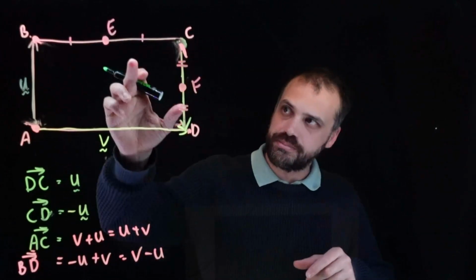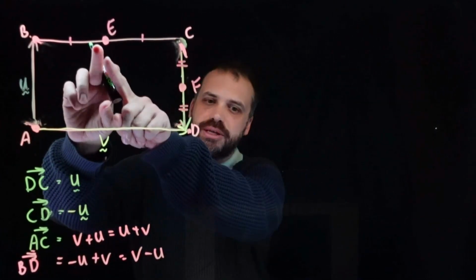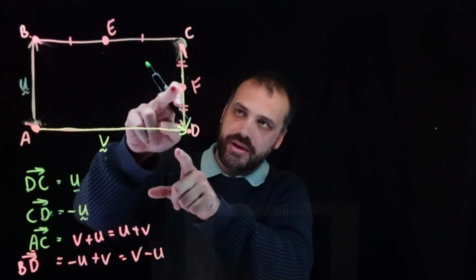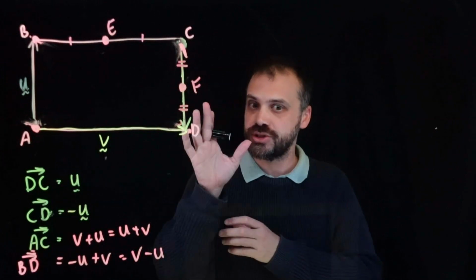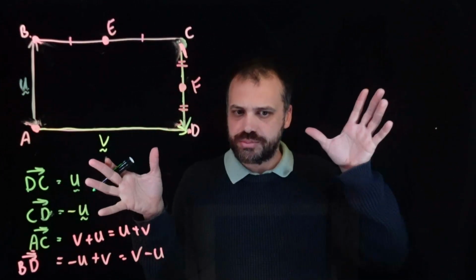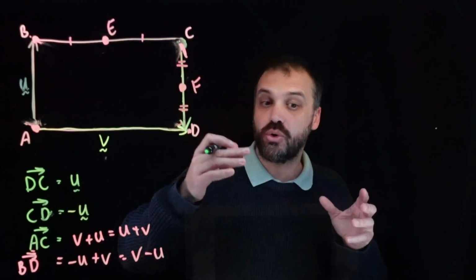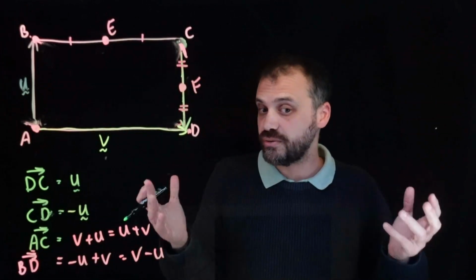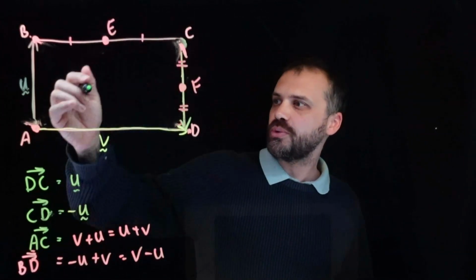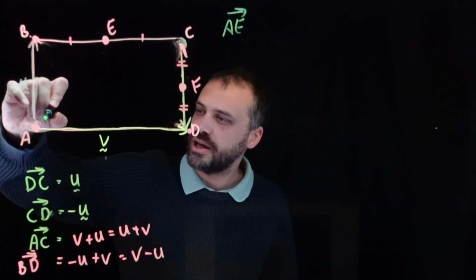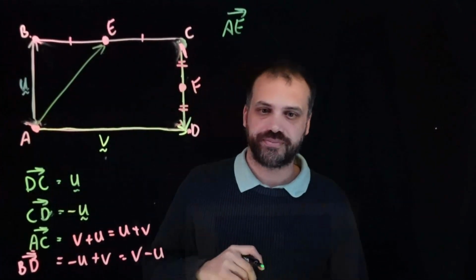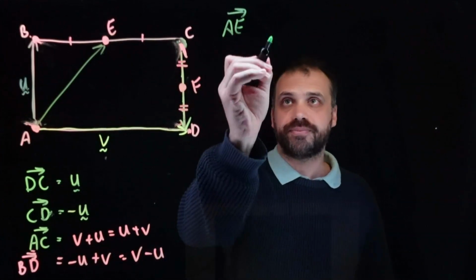So I've added in some midpoints. E is the midpoint between B and C, and F is the midpoint between C and D. Okay, so we can use these linear combinations not just for whole numbers, but for halves as well, or for thirds, or for quarters, or whatever we need to do. So if we wanted to go from A to E, so vector AE, now vector AE looks like that, right? How do we get there?